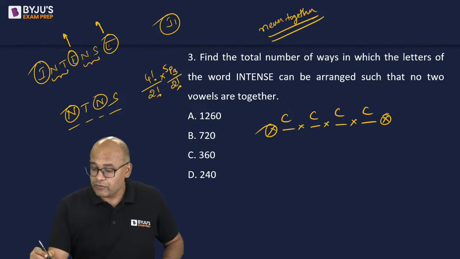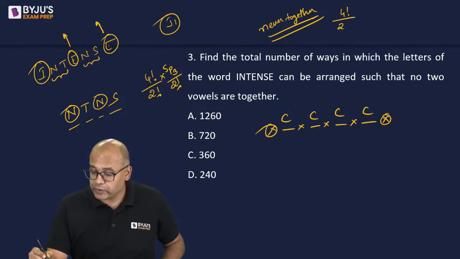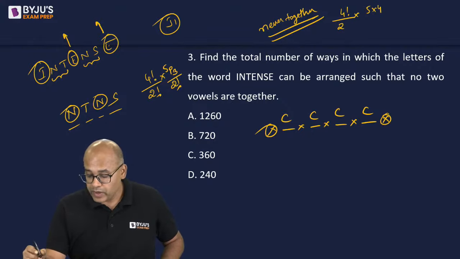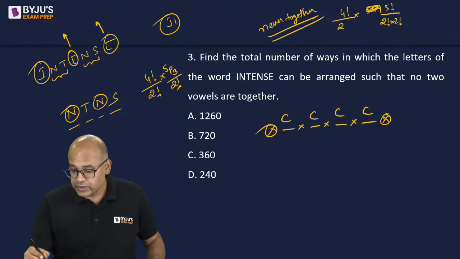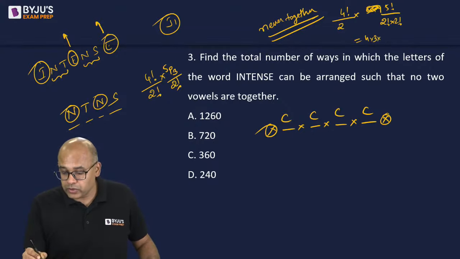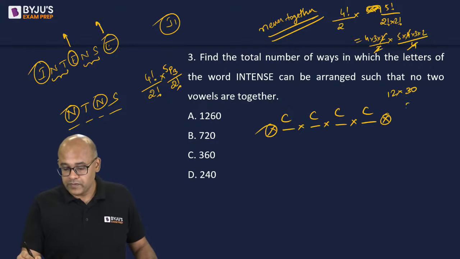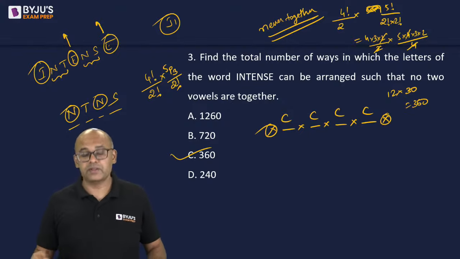So what is this? 4 factorial by 2 factorial into 5p3, which is 5 factorial by 5 minus 3, 2 factorial, into 2 factorial. So this is how much? 4 into 3 into 2 divided by 2, into 5 into 4 into 3 into 2 divided by 4. 4 gets cancelled, 2 gets cancelled. This is 12 into 30, which is 360, option C.